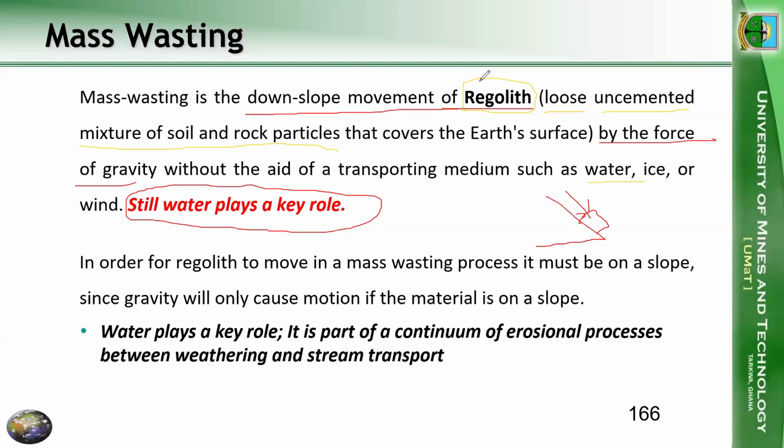So water plays a key role. It is part of a continuum of erosional processes between weathering and stream transport. So don't forget, in order for regolith to move in a mass wasting process, it must be on a slope, since gravity will only cause motion if the material is on a slope.